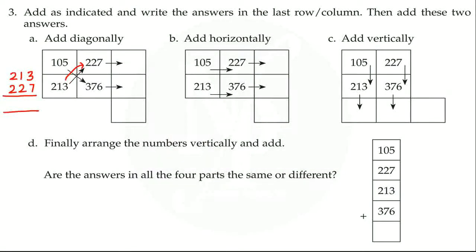So starting from ones place, adding 3 and 7, what do you get? 3 plus 7 is, we are adding, let me put the plus symbol here. 3 plus 7 is 10, so we should write 0 here, 1 is carried forward. 1 plus 1 is 2, 2 plus 2 is 4.